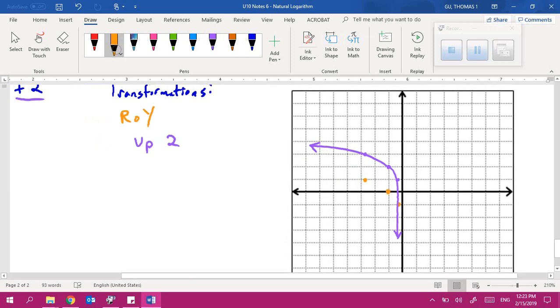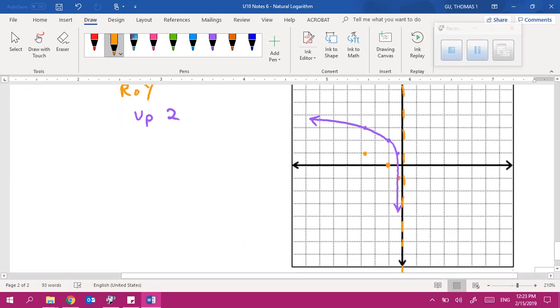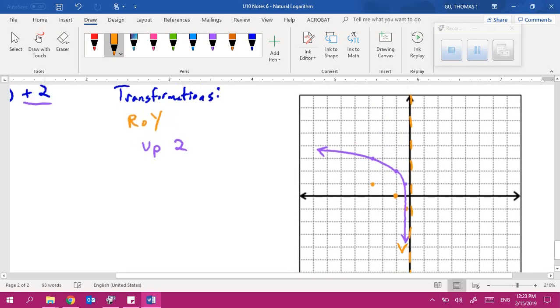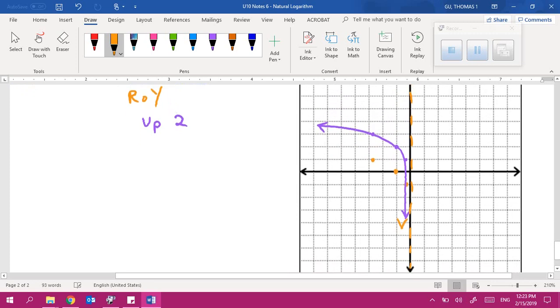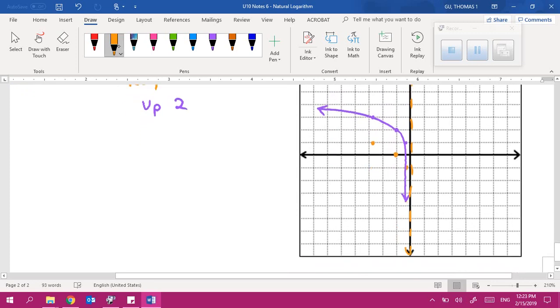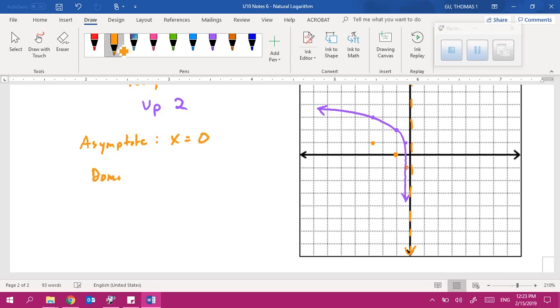And so the asymptote is right here. That's right, x equals 0. Alright, so the asymptote here is x equals 0. The domain, x is less than 0. Why is it less than this time? Because your graph is on the left side of the asymptote. Very good. And the range?